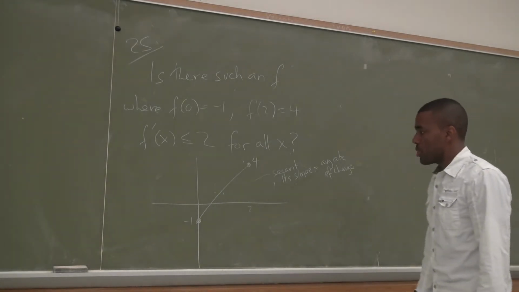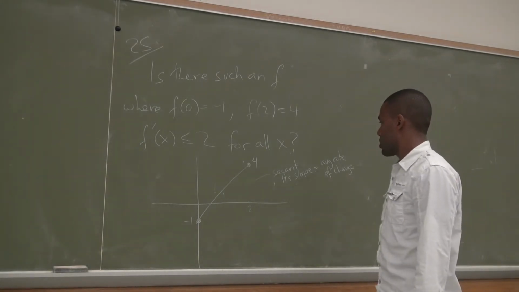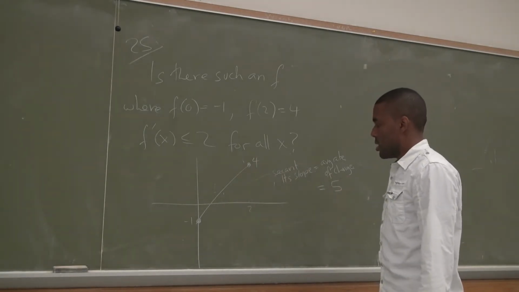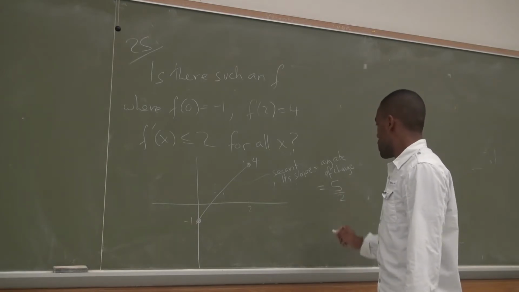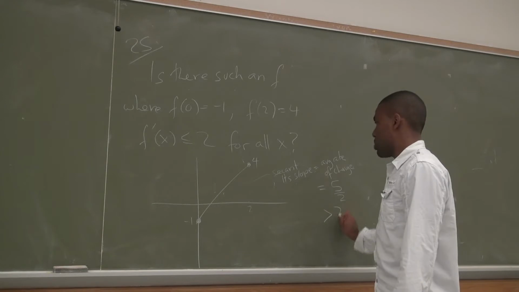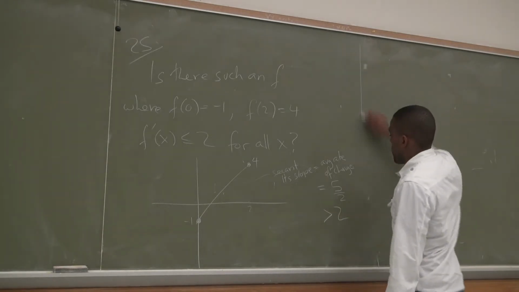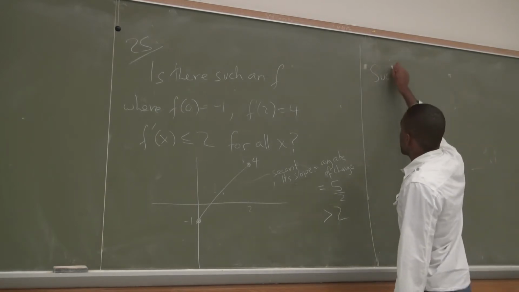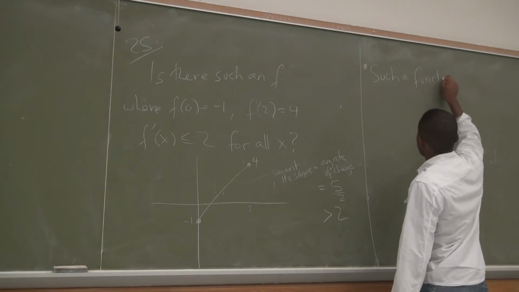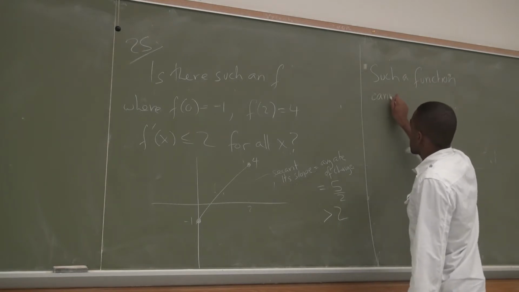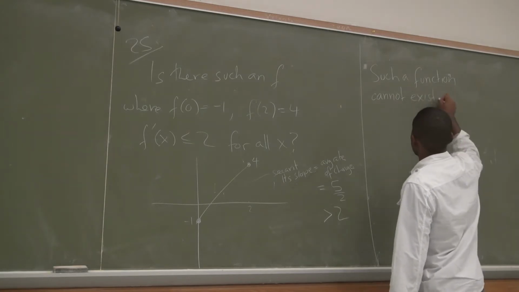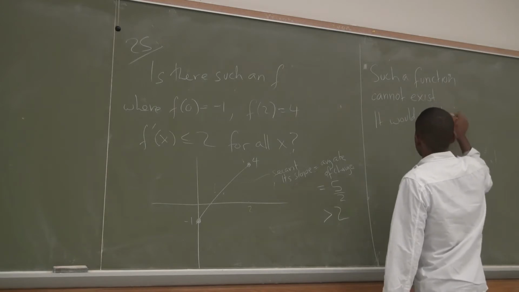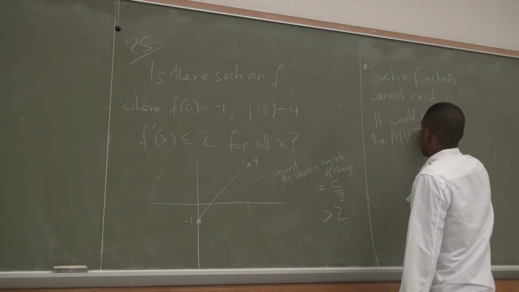Okay. So what is the slope here? The slope is just y2 minus y1. So the rise is 5 and the run is 2, which is 2.5. It's bigger than 2 in particular. Right? So would you be able to find such a function? No. Such a function cannot exist. It would violate the mean value theorem.